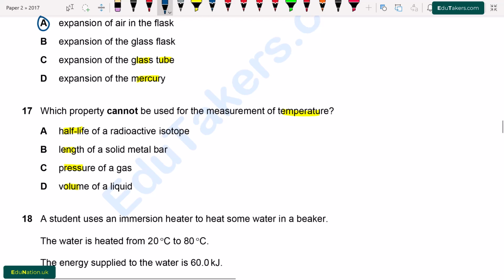So first of all, we know that the general gas equation PV is equal to nRT. Here P is pressure, V is volume, R is the general gas constant and T is temperature. Here we can see that pressure and volume both depend upon the temperature. It means that options C and D are incorrect. The length of the solid bar also depends upon the temperature. So only the half-life of the radioactive isotope cannot be used for the measurement of temperature, because half-life is a random process and it is independent of the temperature. From here, option A is correct.